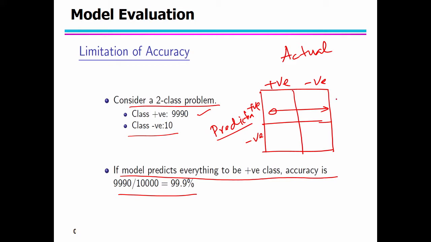How many total objects? 10,000. So out of 10,000 how many are actually positive? Actual positive will come here: 9990, and obviously 10 will be here. Then these 2 entries will be 0 and 0, as I said just a few minutes before. Now, what will be the accuracy? Accuracy is the addition of this one plus this one divided by all the entries here. So the accuracy will be 9990 plus 0 divided by 10,000, so accuracy will be 99.9%.